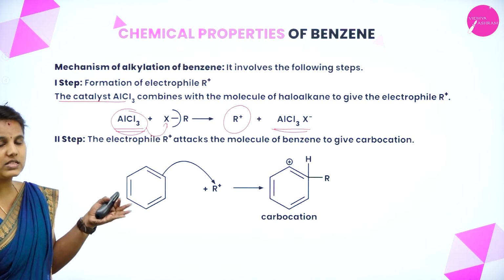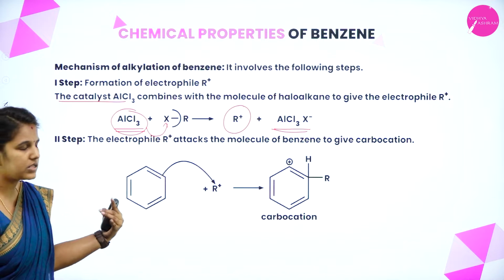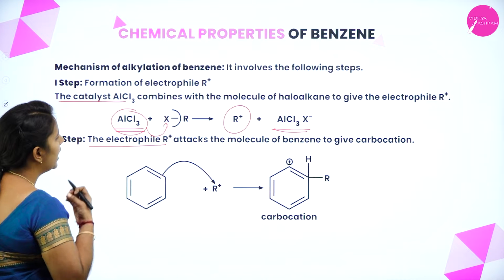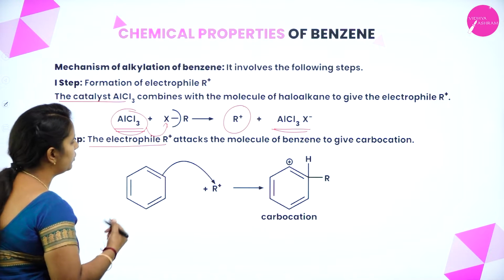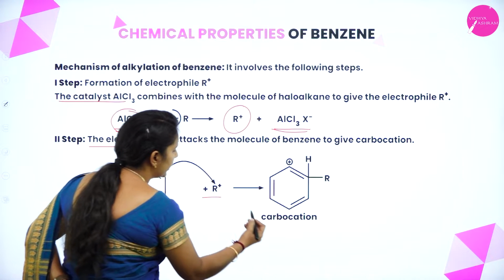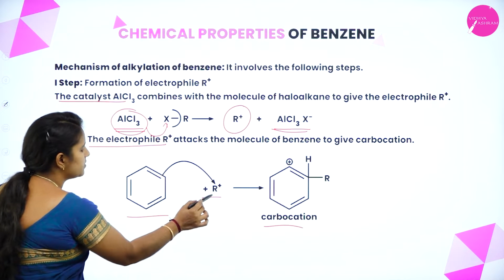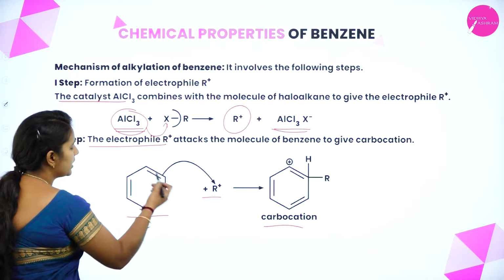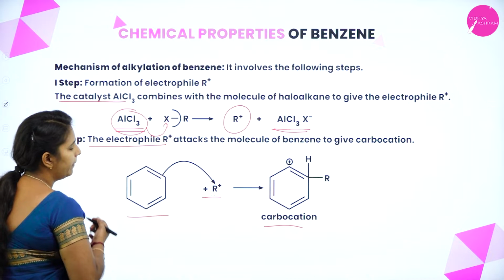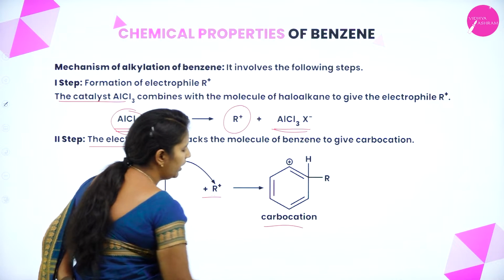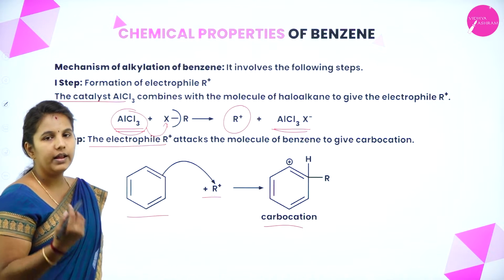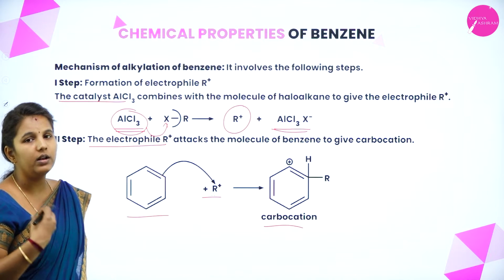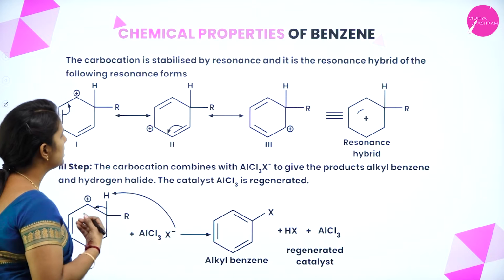So what is the second step? This electrophile can easily attach to the benzene ring. The electrophile R+ attacks the benzene molecule to give a carbocation. You can see that this is my electrophile, which is nothing but an alkyl group, which attacks the benzene ring. So it forms what? A carbocation.